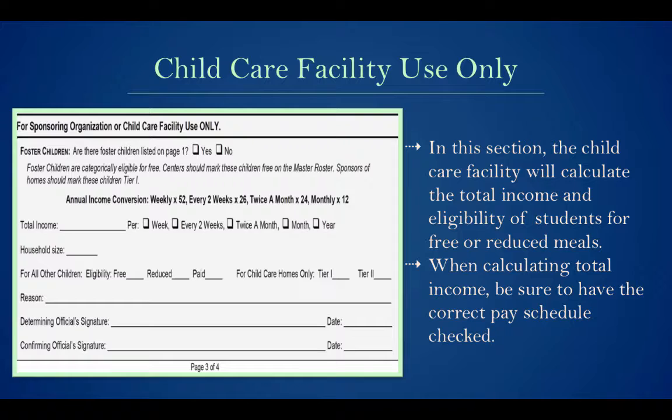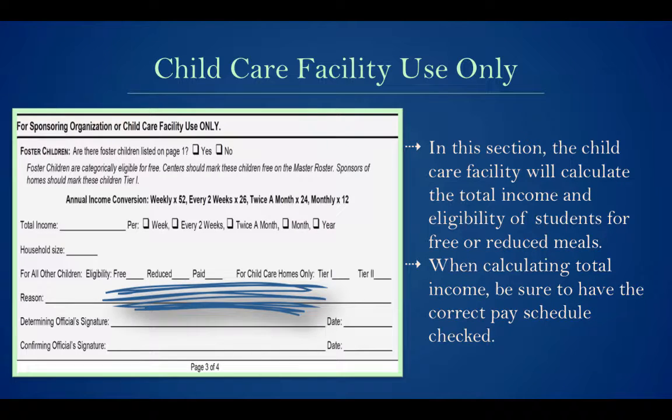Select the eligibility of the child. To determine this, you will need to cross-reference the current income eligibility guidelines provided by the Department of Social Services each fiscal year, which runs July 1 through June 30th. Reference the household size and income, and remember to reference income in regards to the pay schedule: weekly, every 2 weeks, twice a month, monthly, or yearly.